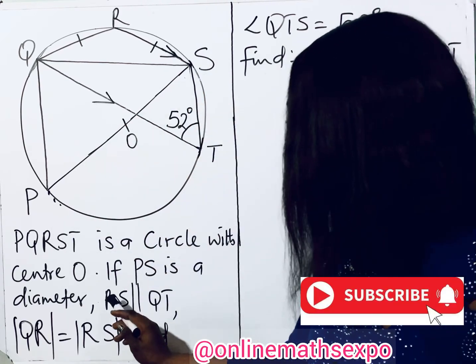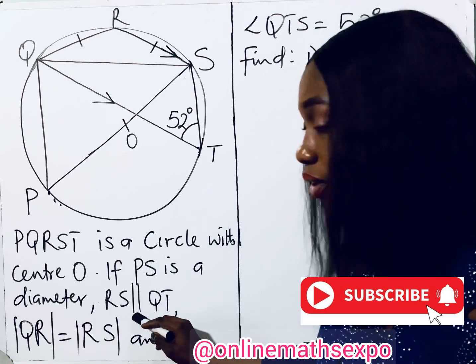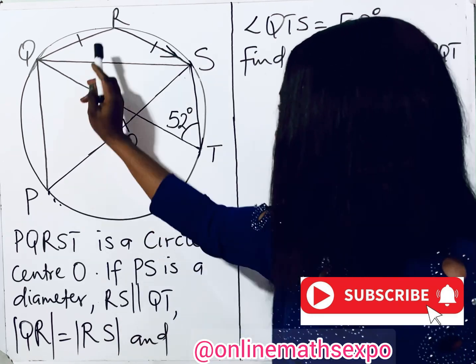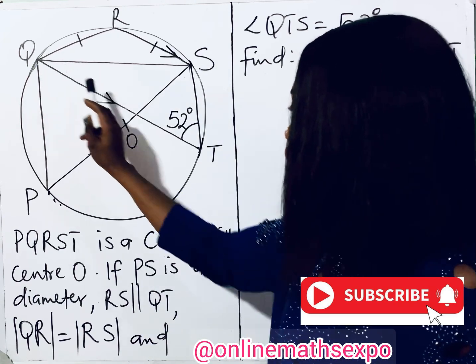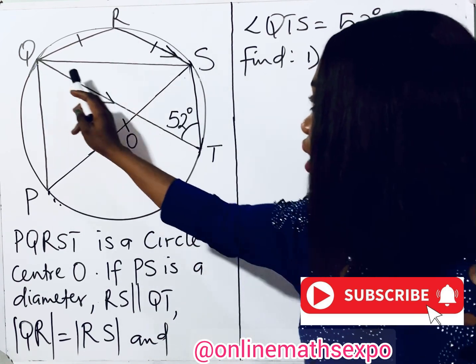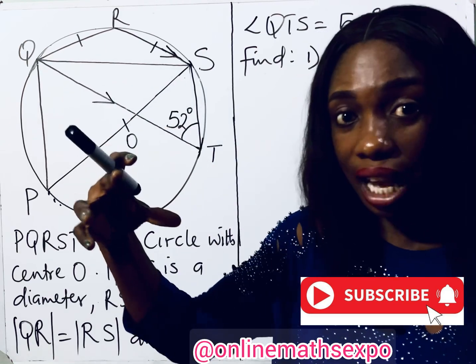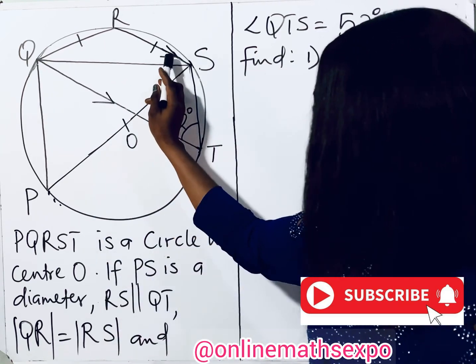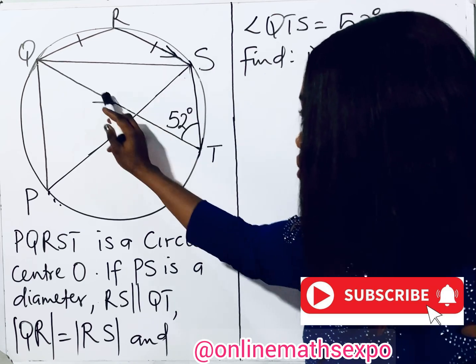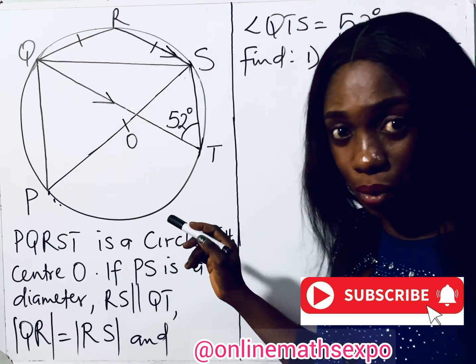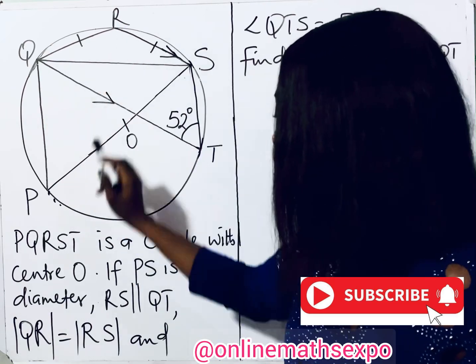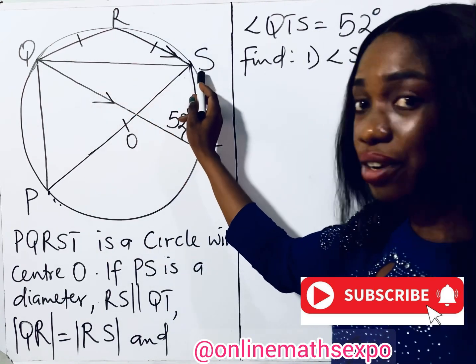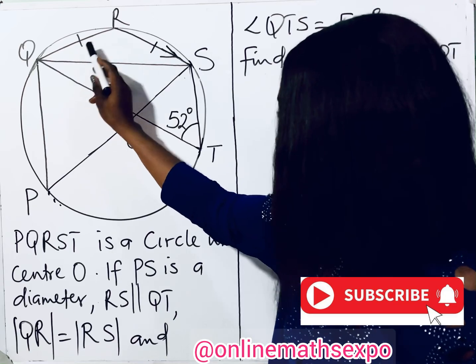Okay. Now, RS, this means parallel. So line RS, this is RS. So it's parallel to QT. This is QT. And you know, parallel lines are those two lines that run without meeting. Okay. So this arrow has shown you that the two lines are parallel. I hope you're with me. Now, line QR is equal to line RS. Did you see it? And did you see the arrow?